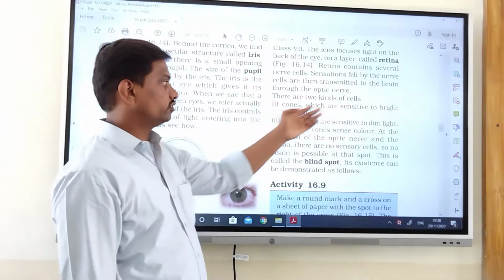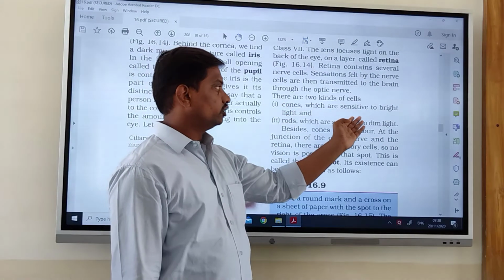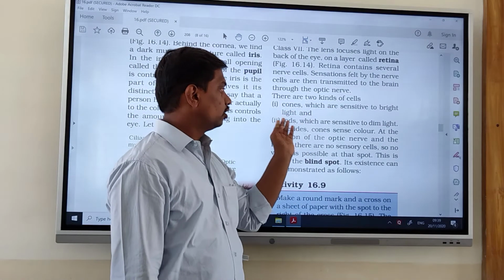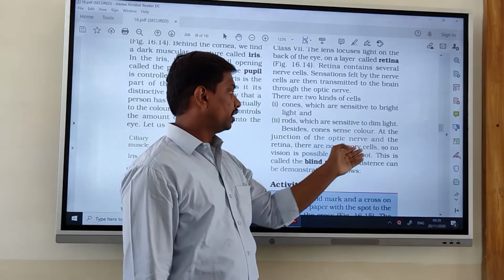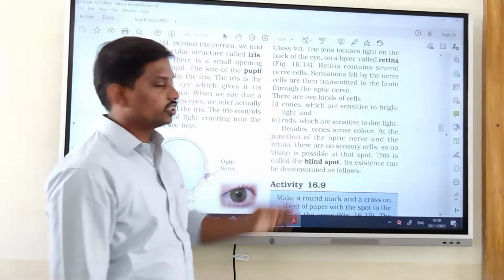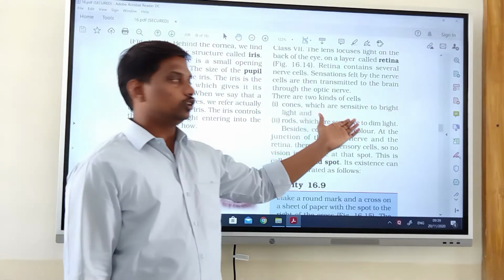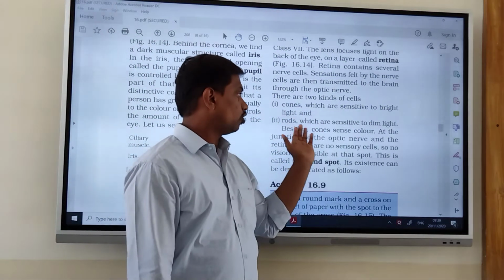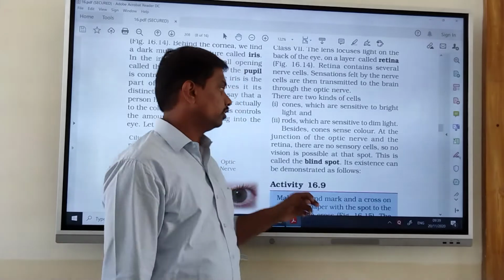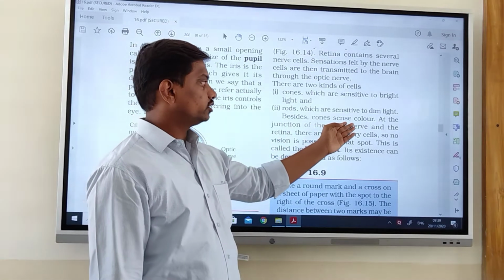There are two kinds of cells: cones, which are sensitive to bright light, and rods, which are sensitive to dim light. So cones and rods are the two kinds of cells in the eyes. Besides, cones sense color.